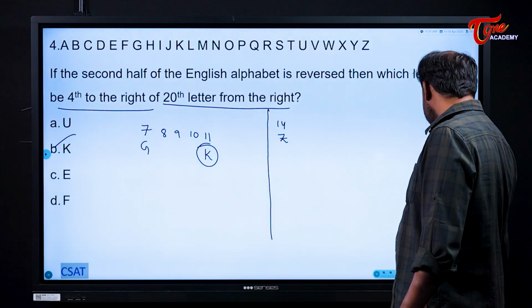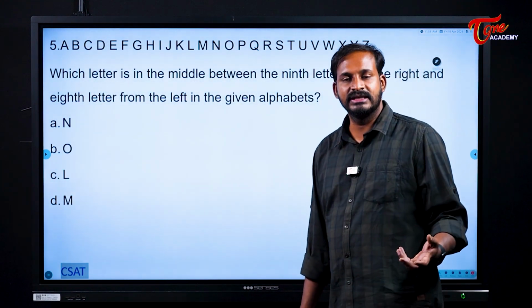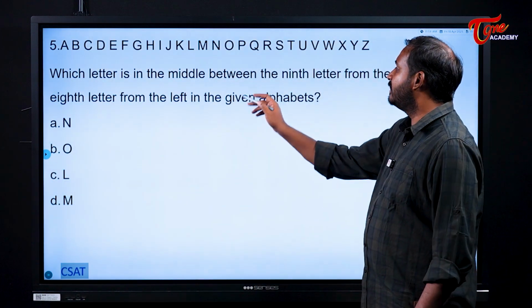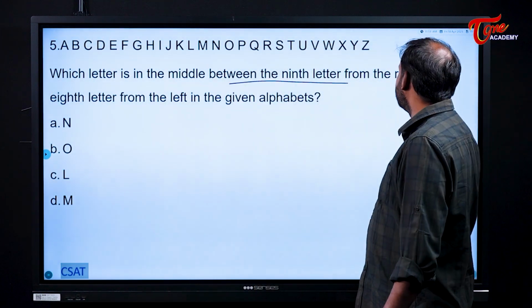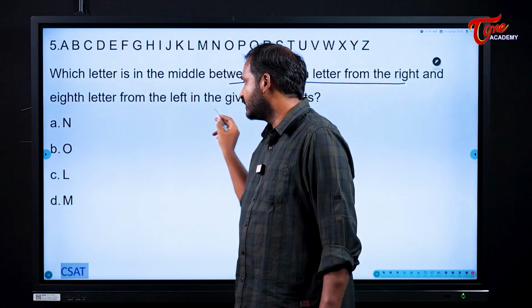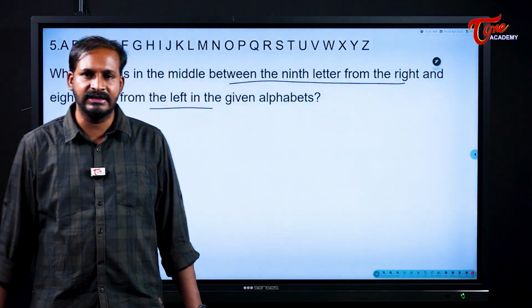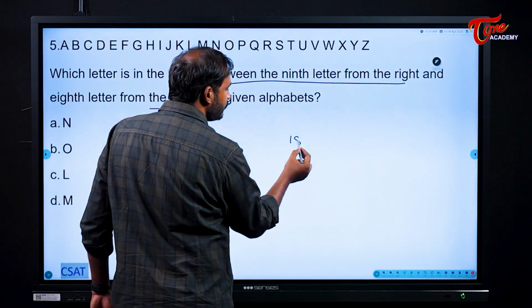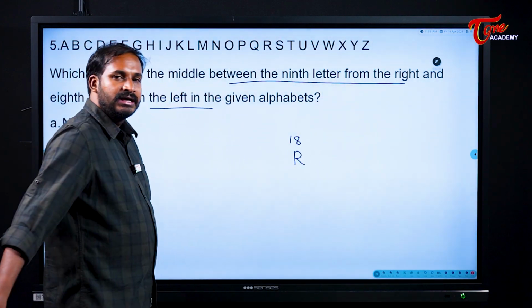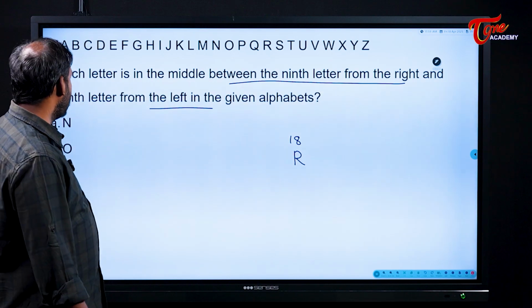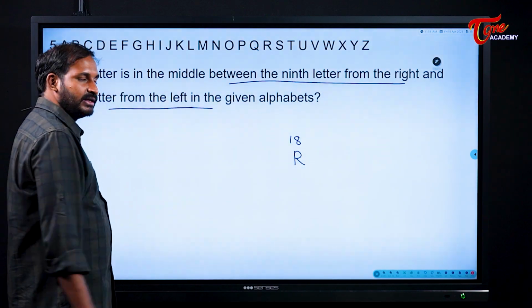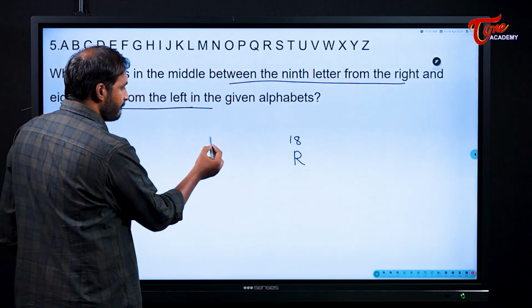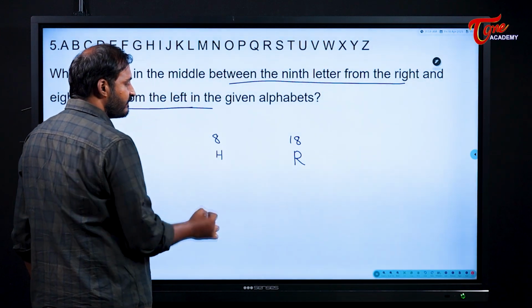Very simple questions. These are simple questions, but they are asking these types of questions also, students. Okay, next one. Which letter is in the middle between the 9th letter from the right and the 8th letter from the left? See, what is the 9th letter from the right? 27 minus 9. What is it? 18. So R is the 9th letter from the right. And the 8th letter from the left, what is it? H. H is the 8th letter from the left.